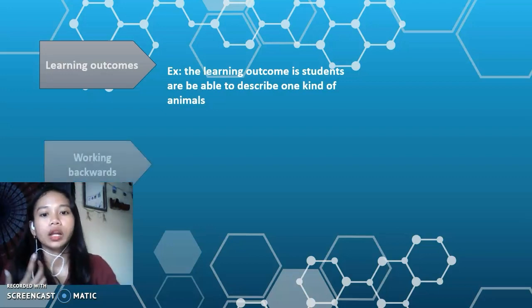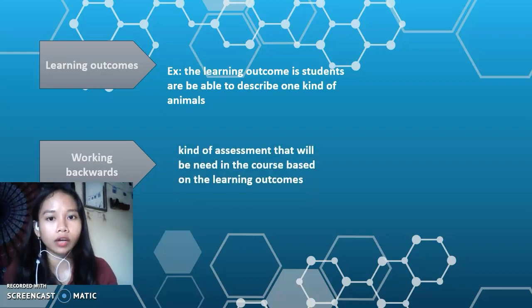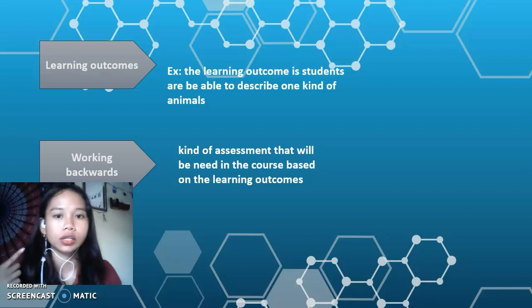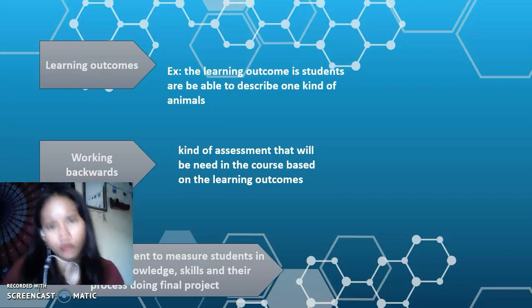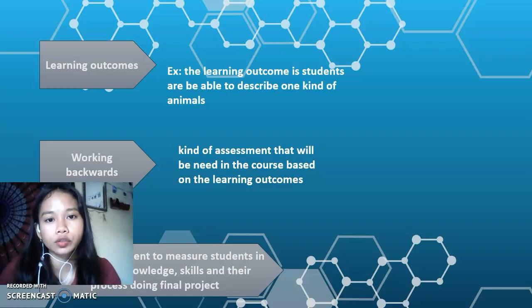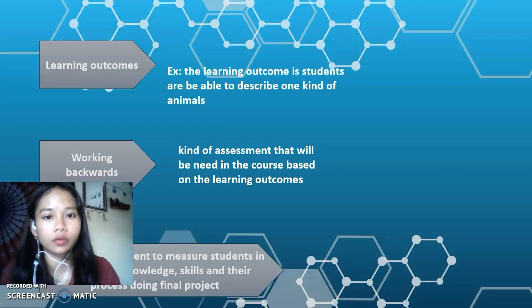Next, there is working backwards, which means that teachers plan out what kind of assessment will be needed in the course based on the learning outcomes. And the next, before that assessment, I need to assess each module to build students' skills and assess students based on their final project. The last, using the assessment to measure students in the content, knowledge, skills, and their process during the final project.